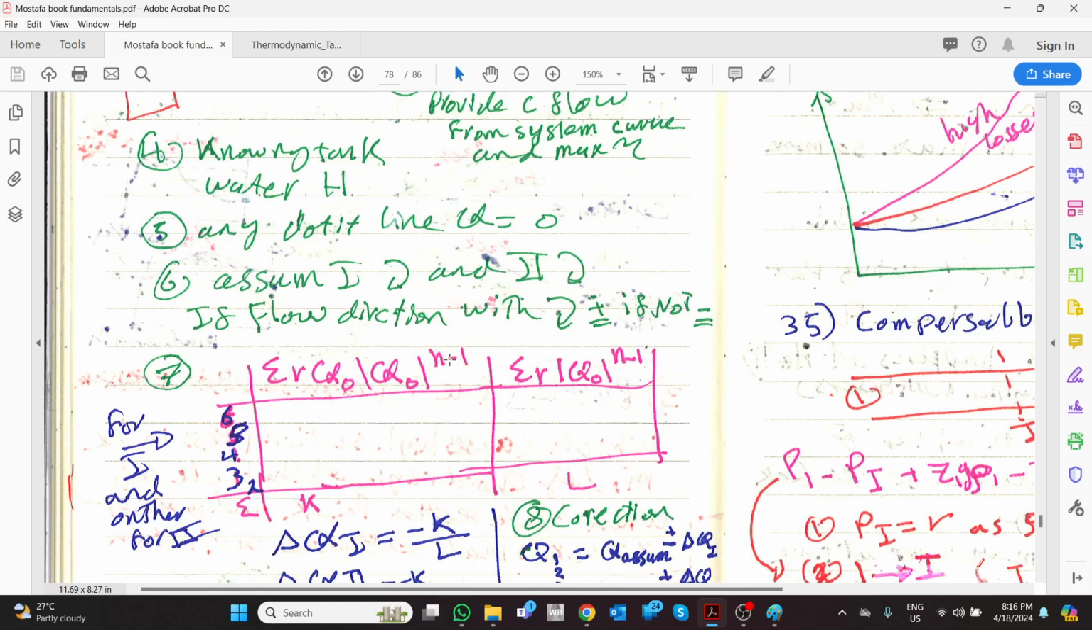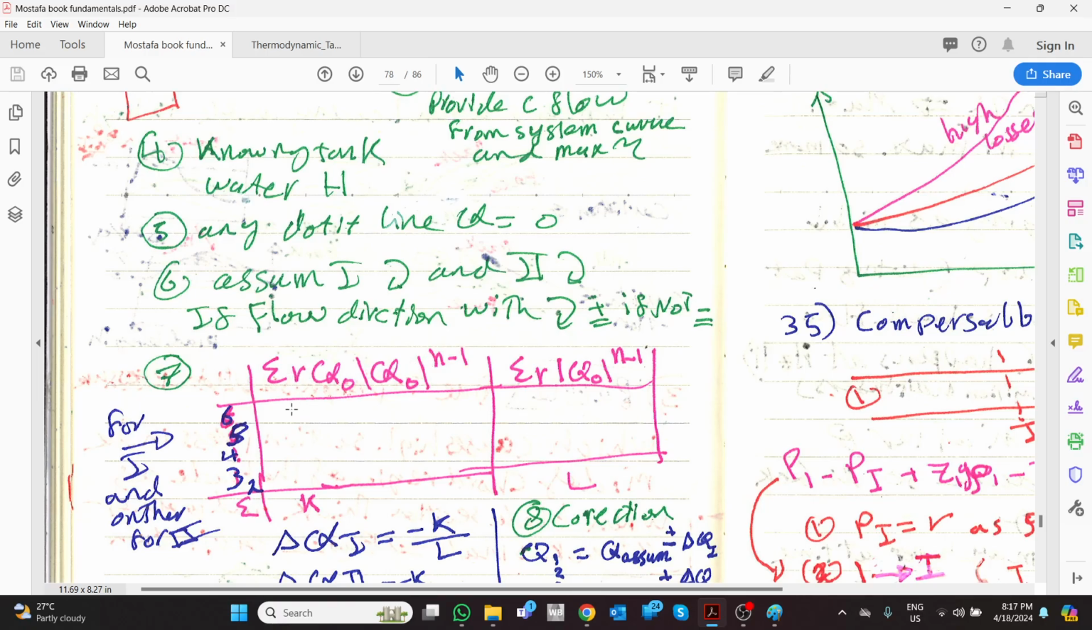Multiply by Q naught over n minus 1. Q will be positive or negative according to the direction. Here there is no meaning of positive or negative, because this is a magnitude, a positive amount. N minus 1 is the trial you are doing.